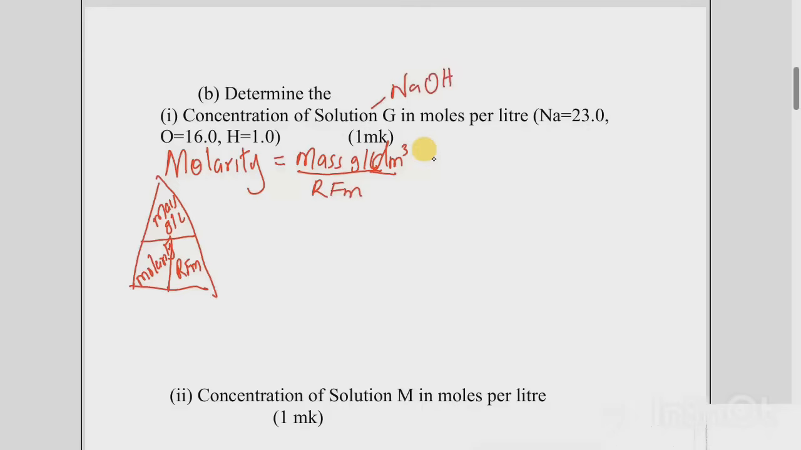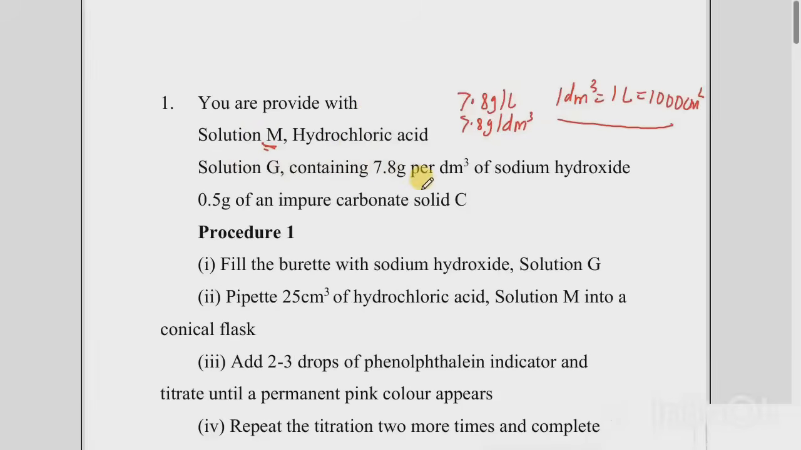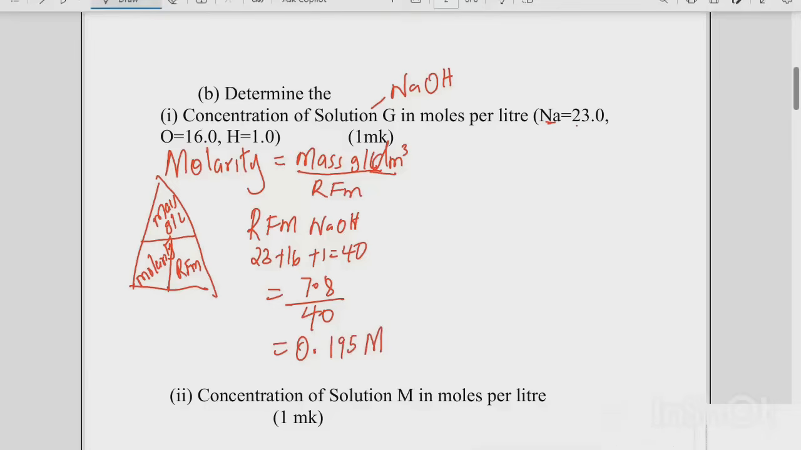Now solution G is sodium hydroxide. So we are going to get the RFM of sodium hydroxide. We have been given here sodium is 23. So that is 23 plus 16 plus 1 and the answer is 40. Therefore, now we apply the formula. The mass in grams per liter we were given of solution G, so you refer back to solution G, 7.8 grams per dm cube. So you come here and write 7.8 divided by 40 and you get the answer. You use your calculator, you get the answer as 0.195. Capital M stands for molarity.